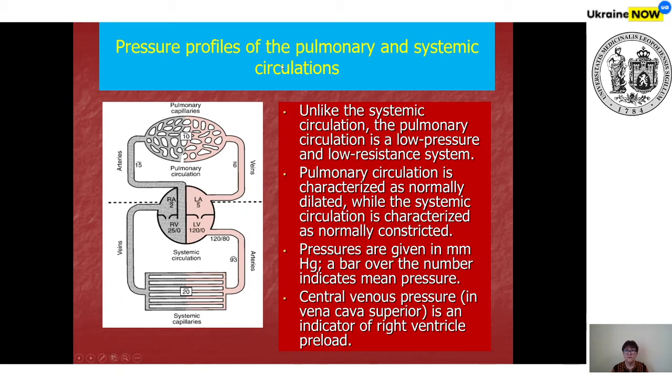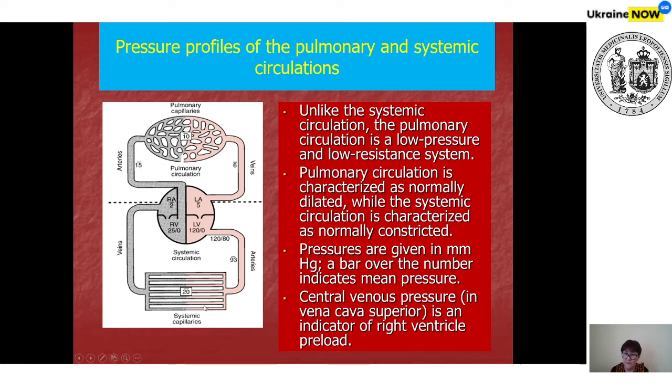Pressure profiles of pulmonary and systemic circulation. Unlike the systemic circulation, the pulmonary circulation is a low pressure and low resistance system. Pulmonary circulation is characterized as normally dilated, while the systemic circulation is characterized as normally constricted. You can see here pressure profiles given in millimeters of mercury column. A bar over the number indicates mean pressure.